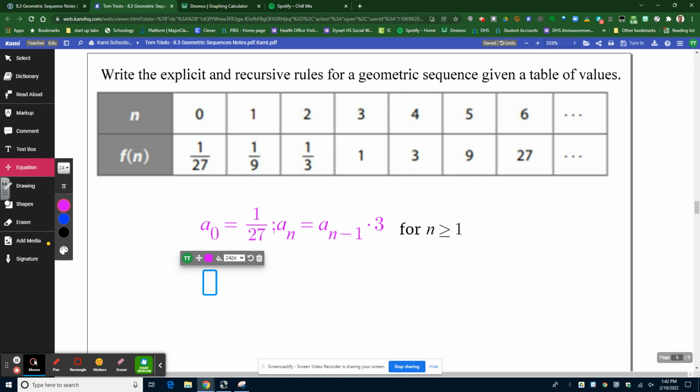Explicit, put the two things together. A sub n equals 1/27th times 3 to the n minus 1. Just n because we got 0. Hey, look at my common ratio. Look at the number underneath. Do they have something in common? 3. So equals 3 to the power of negative 3 times 3 to the power of n, which means it's just 3 to the n minus 3.